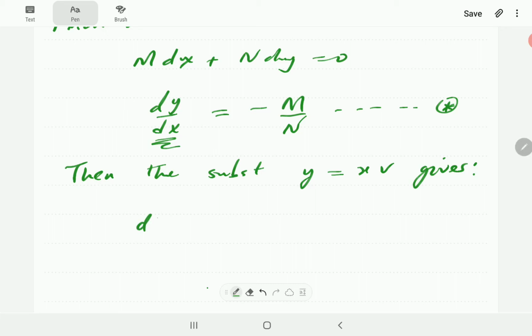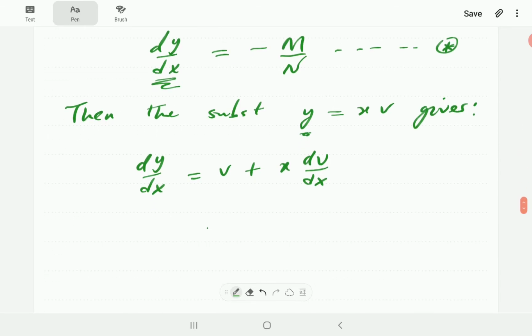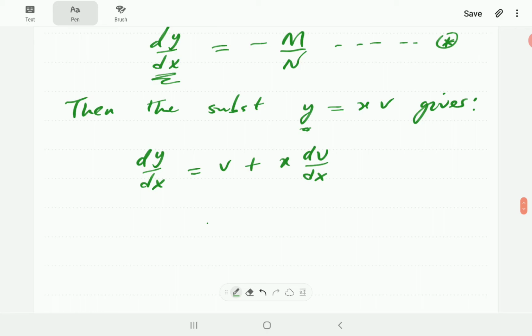So, using the product rule, dy/dx: if we differentiate this side, then on this side we use the product rule. We differentiate x and keep v fixed, and then we keep x fixed and differentiate v, so that's what the derivative is going to be. Then if we plug in the terms M and N, remember these two terms are homogeneous.